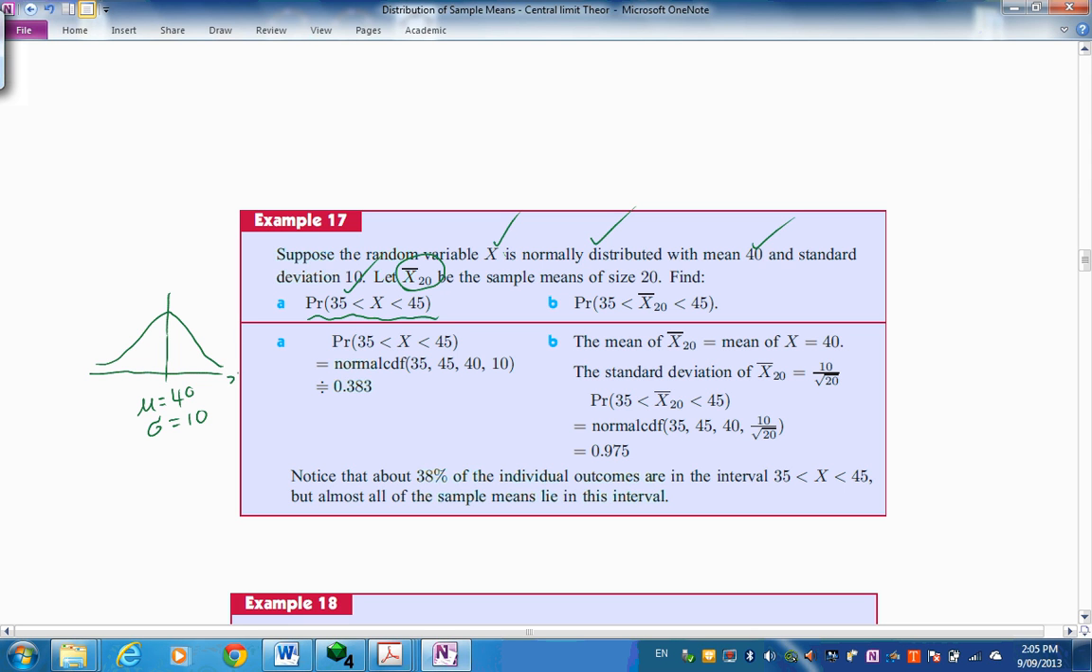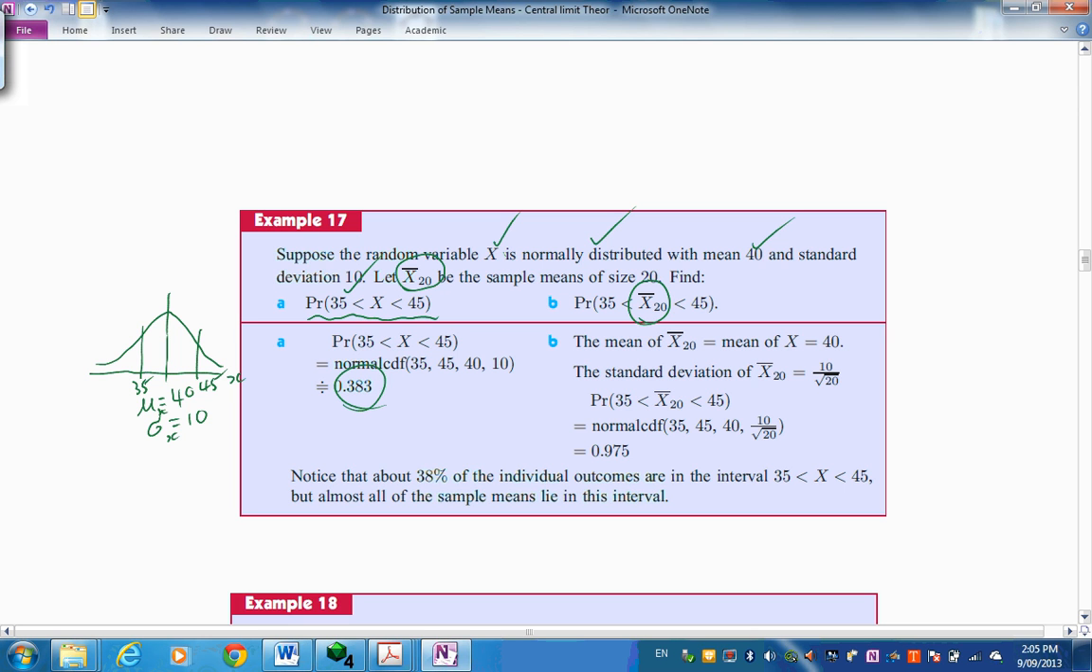This is of x, mean of x, sigma of x. So between 35 and 45, that's one standard deviation either side. We know it should be looking something like that, 35 and 45. Oh no, that's not one standard deviation, is it? No. It's 5 and 5. It's half a standard deviation either way. And the probability is 38%. Okay. Now let's have a look at what this means up here.